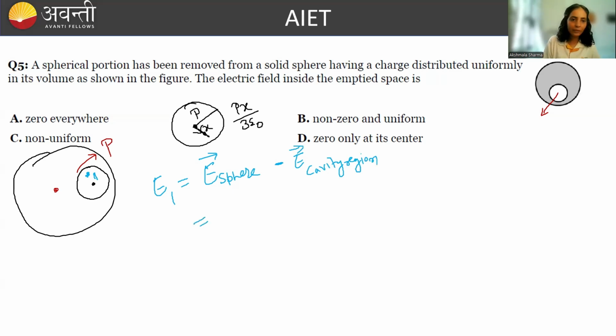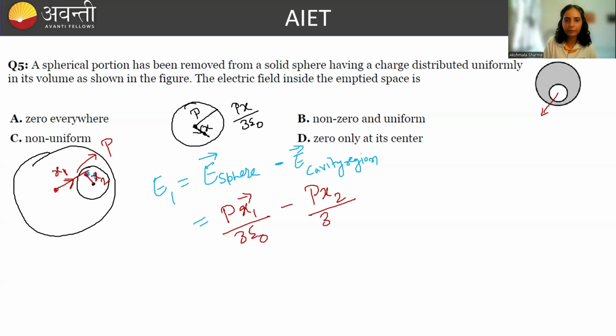So the electric field because of the sphere at point 1 will be how much? I have taken the electric field outward, since positive charge is given. So this is rho. Let me call this distance x1. So it is rho x1 divided by 3 epsilon naught. And the electric field at 1 because of the cavity region, which was initially filled with charge, will be how much? Suppose this distance is x2. So minus rho, because the charge inside the cavity, before it was a cavity, was rho only.